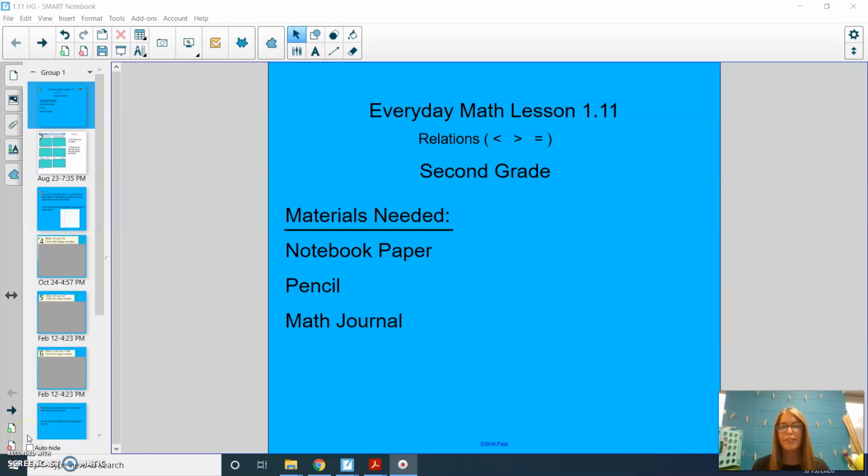Boys and girls, welcome to Everyday Math Lesson 1.11. Today we're going to be working with the symbols less than, greater than, and equal to. The materials that you'll need: notebook paper, pencil, and your math journal.